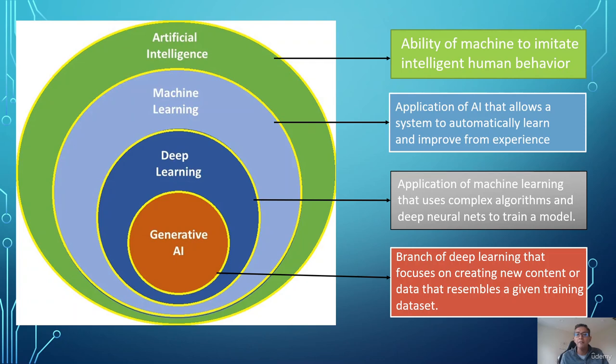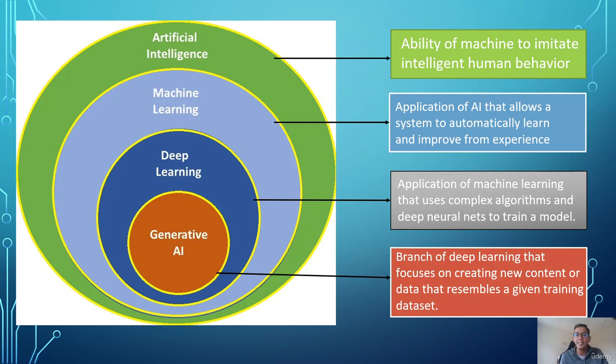Next is deep learning, which is a subset of machine learning. And the main difference between machine learning and deep learning is the amount of data required for training. For deep learning, we need a huge amount of data, and it uses something called neural networks, which is a method in AI that teaches computers to process data in a way that is inspired by the human brain. So that is deep learning, and a good example for deep learning is speech recognition.